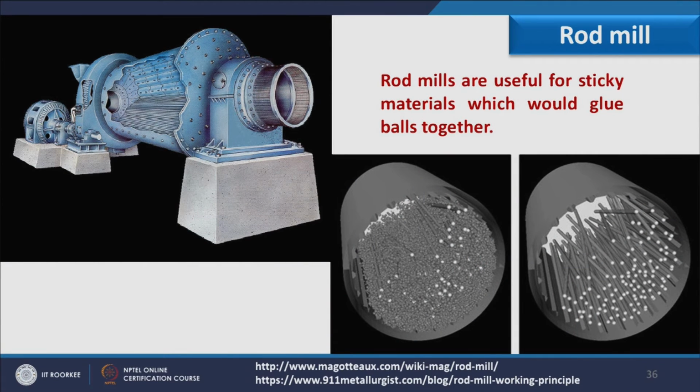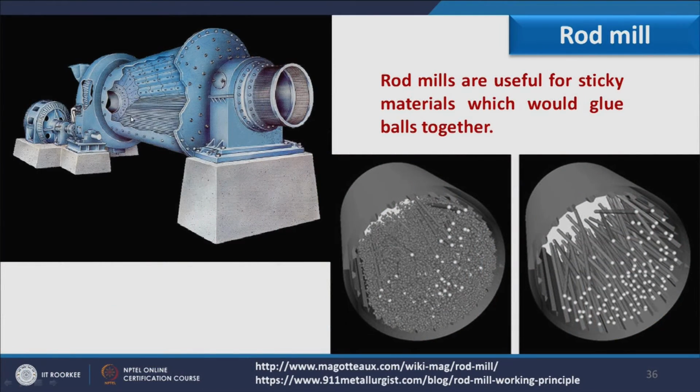And here we have the rod mills. Rod mills are useful for sticky material which would glue balls together. When we are using sticky material, it can join two balls together. So, in that case, instead of using balls, we can use rods. You can see here the cut view of the rod mill where these rods are placed, which are used as grinding media. In these images also you can see. For more you can go through these links.